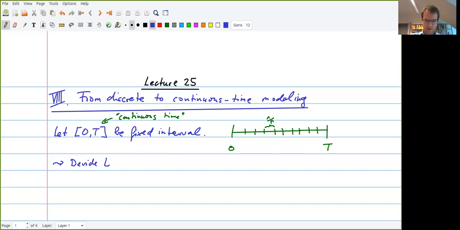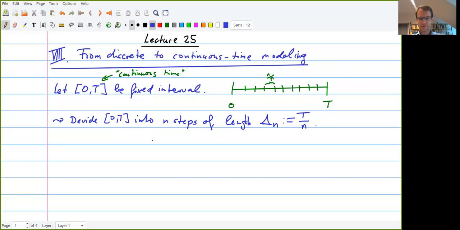Divide the interval 0 to T into n time steps of length, well, now you won't be shocked. The length of these time steps is called delta n. It's just given by capital T divided by n. Okay. So these are our time steps.